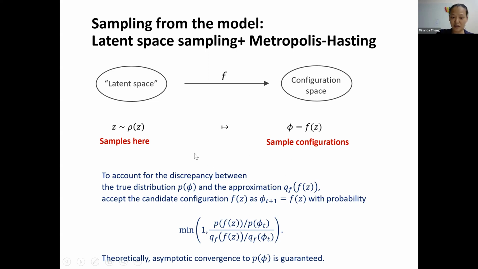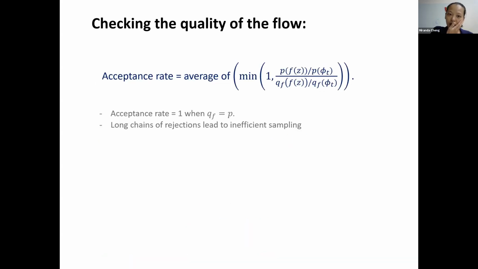Theoretically, we know that with this step the asymptotic convergence of our samples to the target distribution is guaranteed. But that's theoretically speaking. I mean, this work is anything but theoretical. Okay, so this is the Metropolis-Hastings step again.